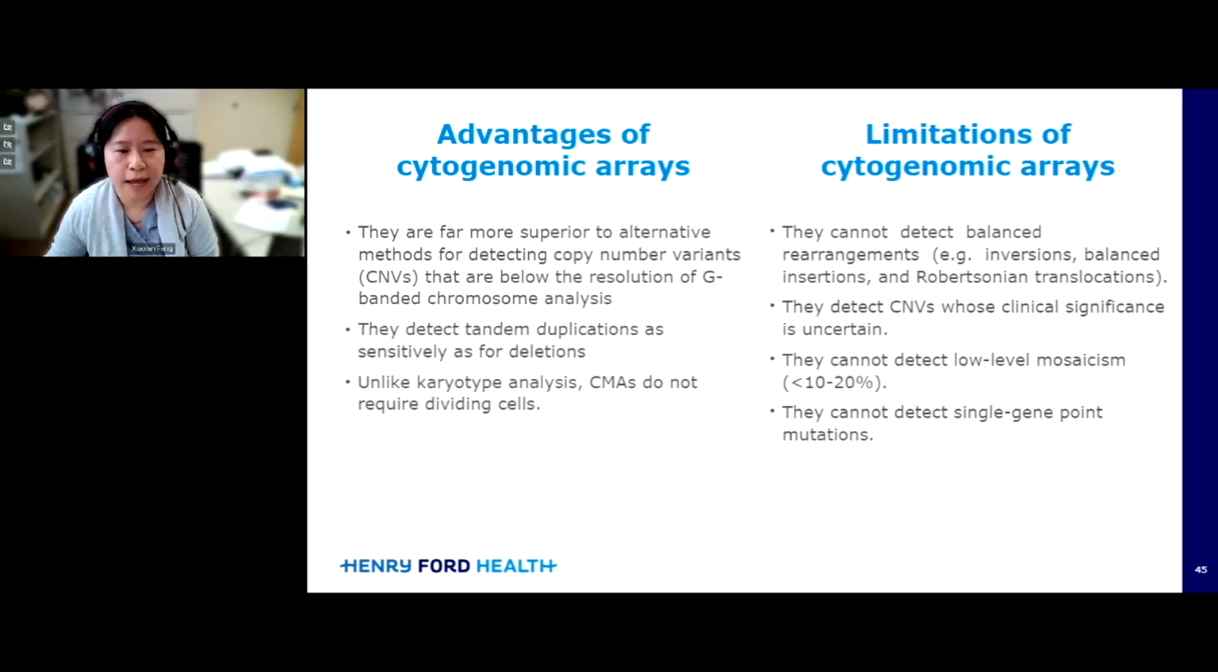And here is a little bit of a comparison of the advantages and the limitations of cytogenomic arrays. For the advantages, they are far superior to alternative methods for detecting copy number variants that are below the resolution of G-banded chromosome analysis. Basically, it's a high resolution technique. And they can detect tandem duplications as sensitively as deletions. Also, unlike karyotype analysis, CMAs do not require dividing cells. So that's a huge advantage if we're dealing with FFPE samples.